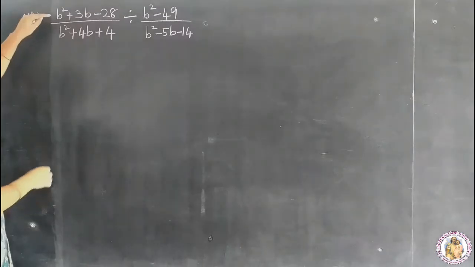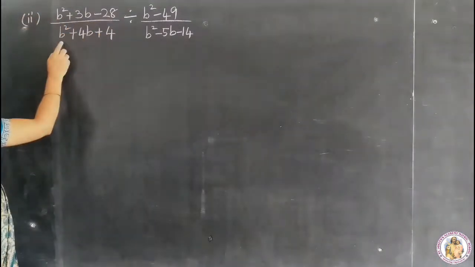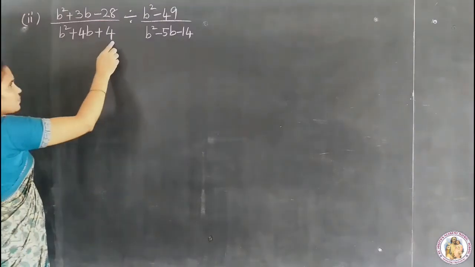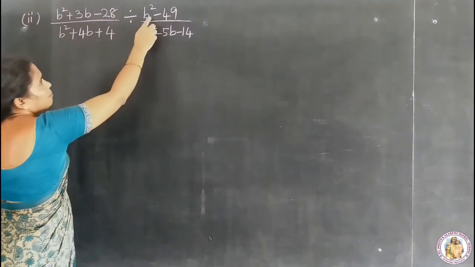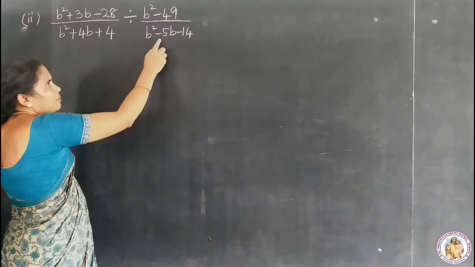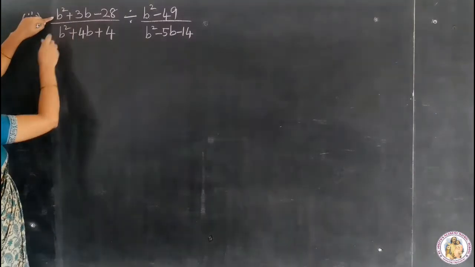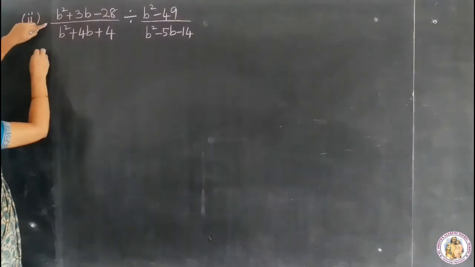Question number 2. Here b square plus 3b minus 28 divided by b square plus 4b plus 4 divided by b square minus 49 and divided by b square minus 5b minus 14. Now we will find factors for each, then we will simplify.